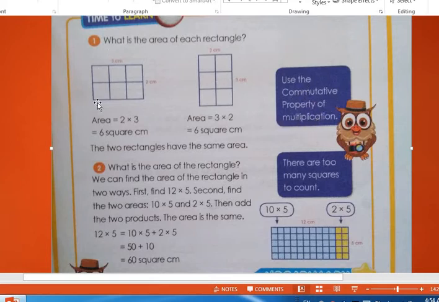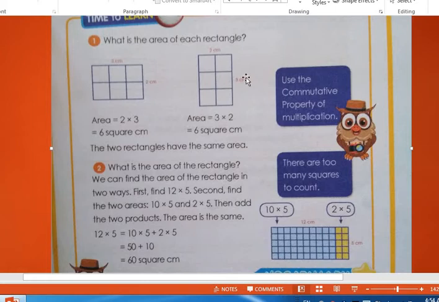Okay. I have here the area. We have mentioned before that for the area we can count the inside square units and find the area. 1, 2, 3, 4, 5, 6. This is a way. We have another way here, just to multiply the length and width. The length here and the width. So 3 times 2 will give me 6 square centimeters.